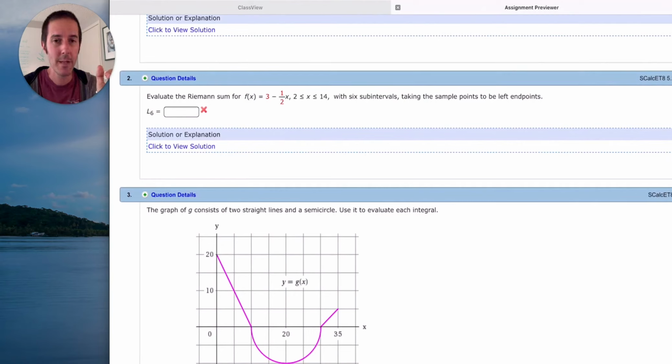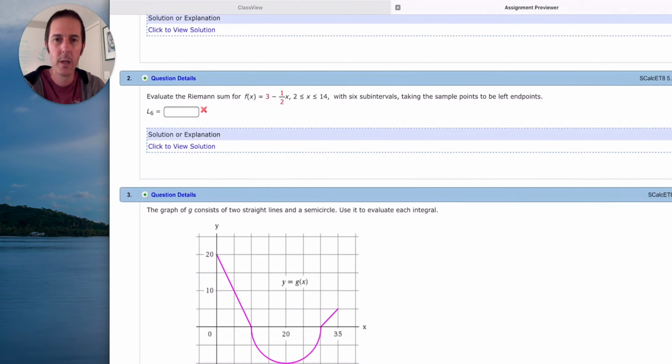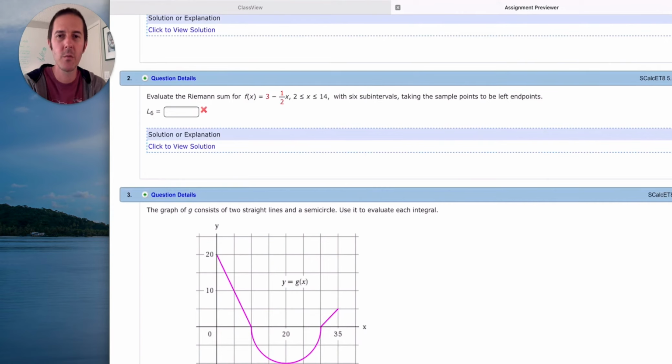Since you're doing left endpoints, you need a couple of key ingredients for this. You need to know delta x. Delta x is going to be found by taking b, which is 14, minus a, which is 2. That's going to give you 12. You'll take the 12 and divide it by n, which in this problem is 6. So the width of each of your rectangles is 12 over 6, which is 2. So delta x is 2.